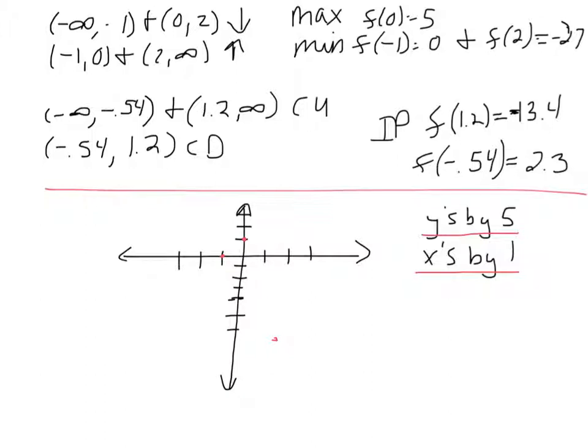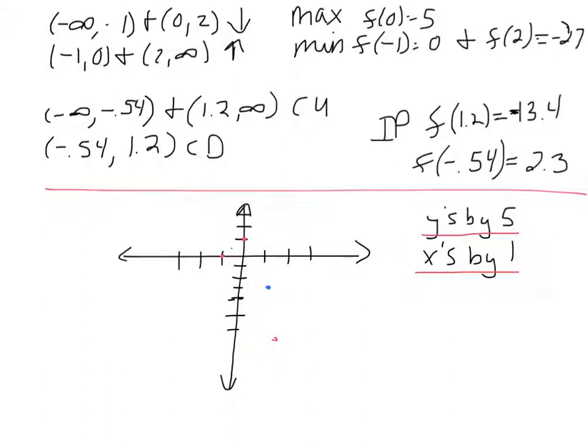All right, and now we are going to put on the inflection points. The inflection points are about 1.2, -13. Let's see, it'd be right about in here. And at -0.54, 2.3. So somewhere right in there. All right, so we have our inflection points, and we have our local maxes and mins.